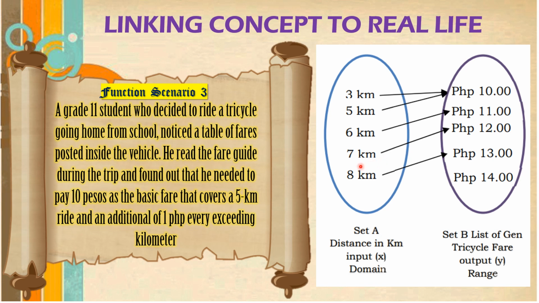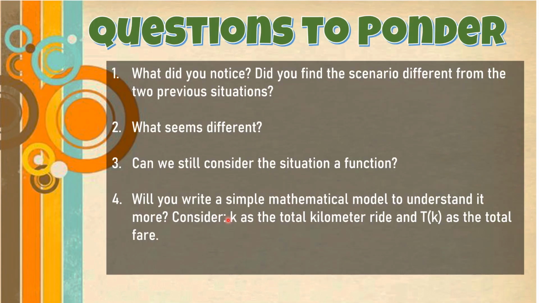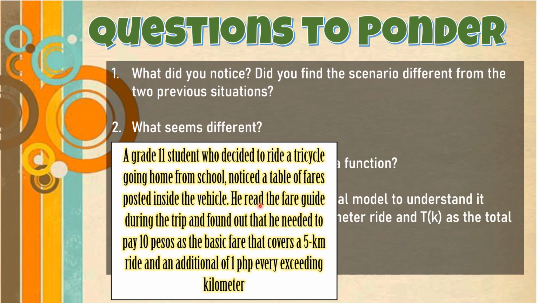So if you traveled 7 kilometers, it has an excess of 2 kilometers. So that is 2 plus 10. Therefore, you are going to pay 12 pesos for the fare. If you traveled 8 kilometers, there is an excess of 3 kilometers. That is 3 pesos plus 10. Therefore, you're going to have to pay 13 pesos for the ride. As you can see, guys, each element of the first set has only one arrow connected beside it. Therefore, this is a function. Now, we have to answer the following questions.